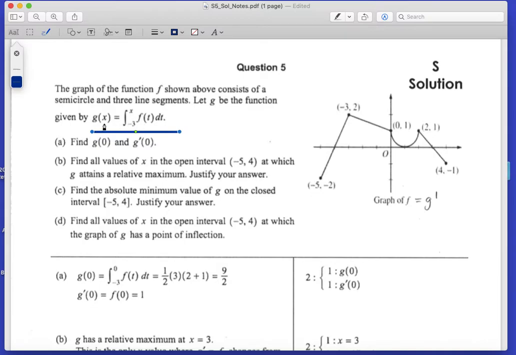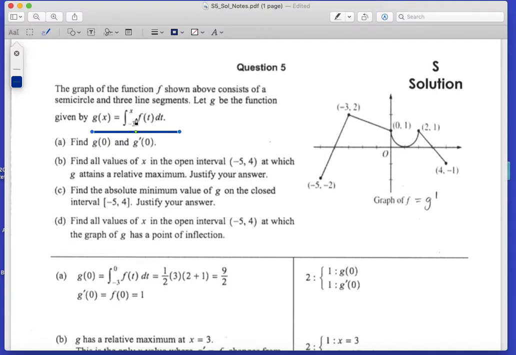Okay? And they're going to be asking you questions about g, the function made up of the area function that is made up of f. So the first thing I do is realize with the fundamental theorem, I know the derivative of this area function. If you take the derivative of both sides of this equation, you get g prime equals f of x. That is, the derivative of an area function is this integrand with that variable put in.